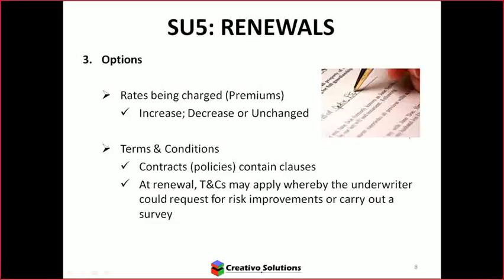Right, and then we spoke about terms and conditions. Here's the slide about it. Terms and conditions are important, especially with contracts. Can the terms and conditions change? Yes, with renewal it can. Definitely. They can add certain things to your contract when renewal comes round.